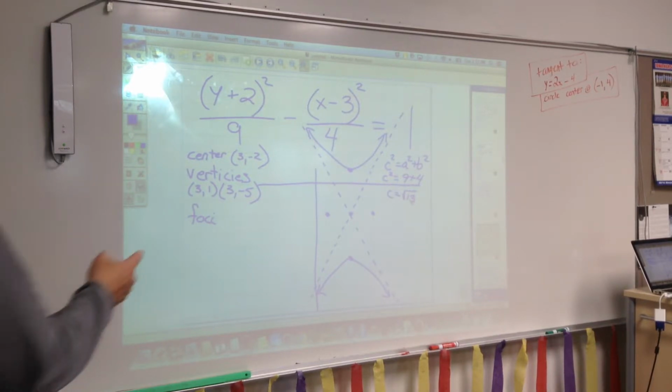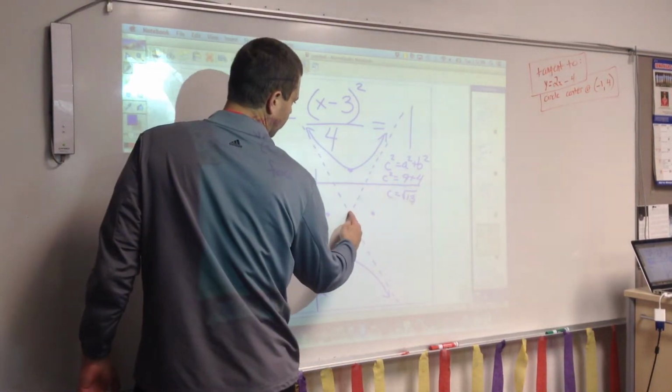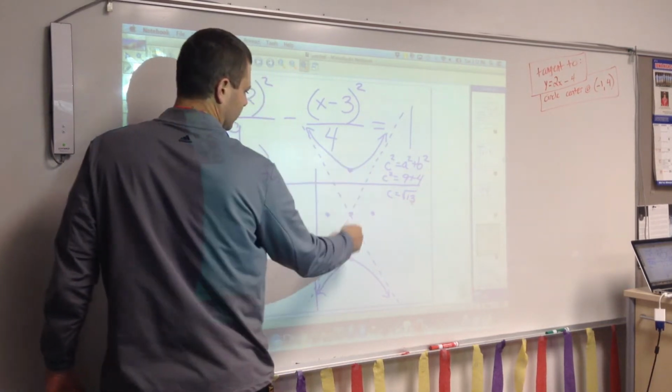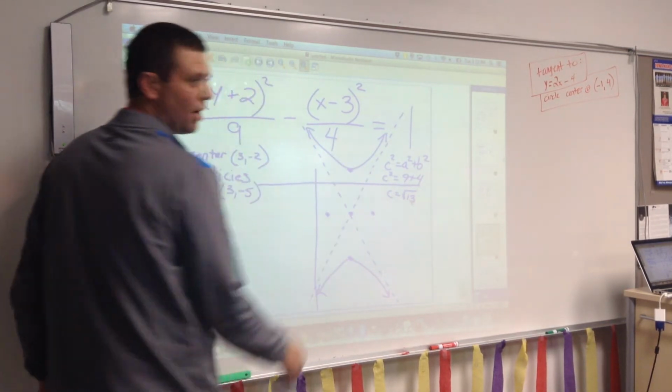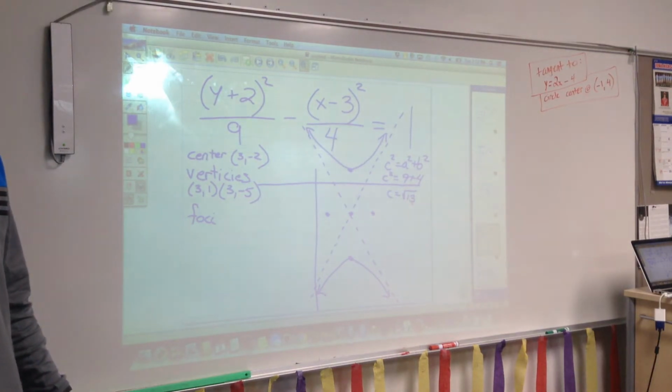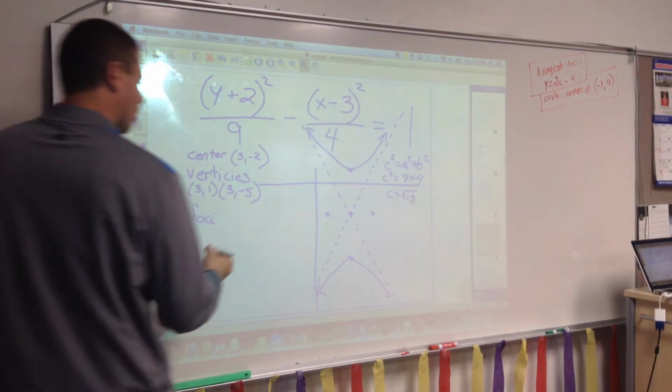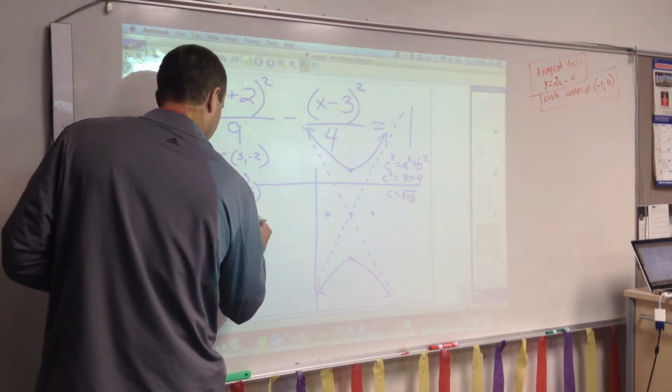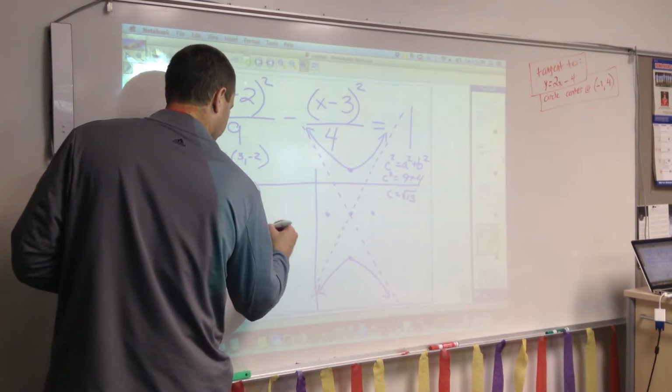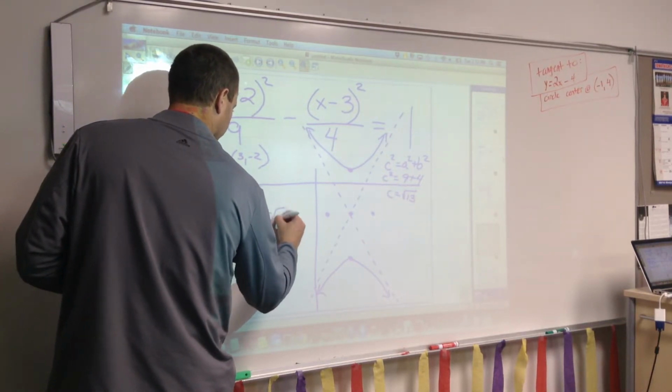So that means I would need to go the square root of 13 units up to get to the focus, and the square root of 13 units down to get to the other focus from the center. So my coordinates would be 3, -2, plus or minus the square root of 13.